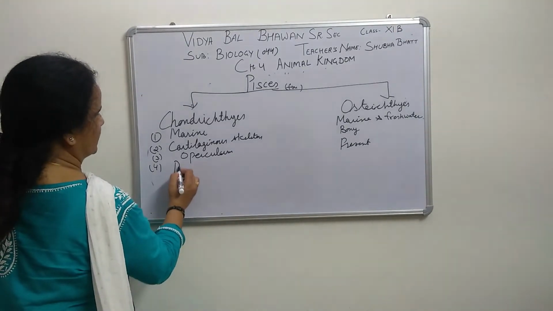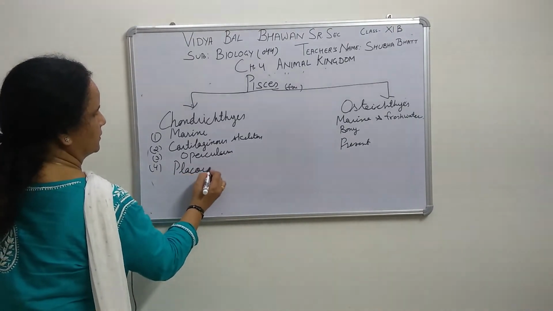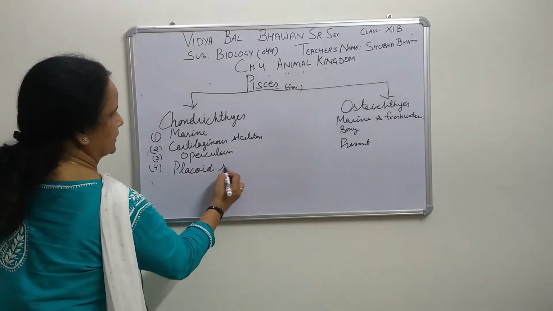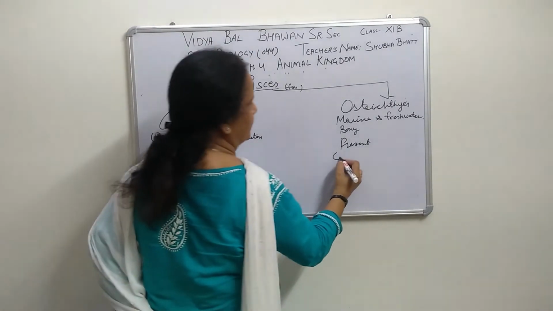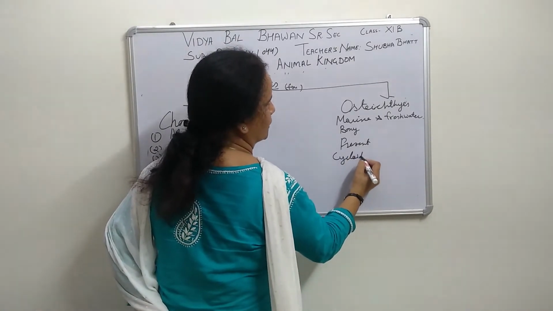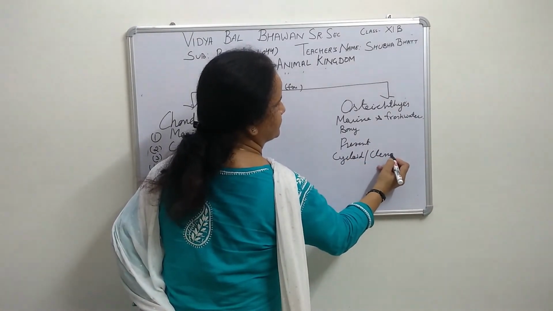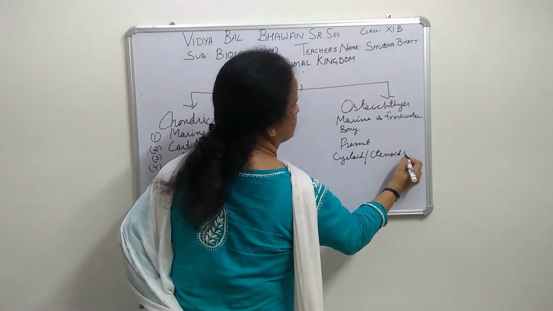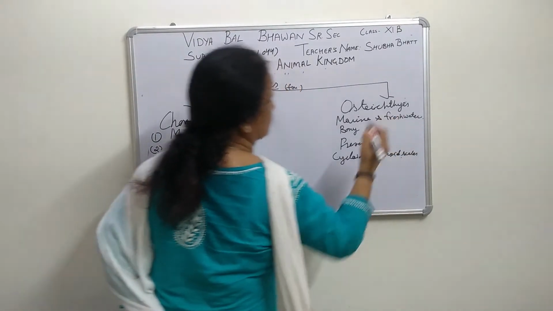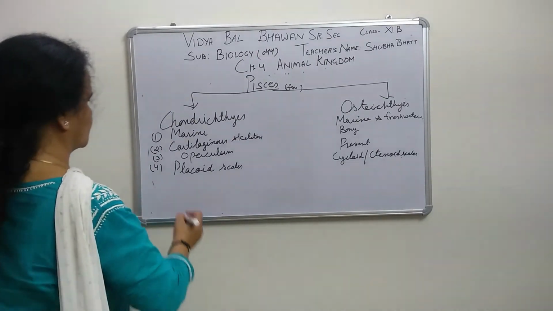Here placoid scales are there. Placoid scales are there. Here cycloid, or it is also called ctenoid, scales are there, right? This is the fourth difference.